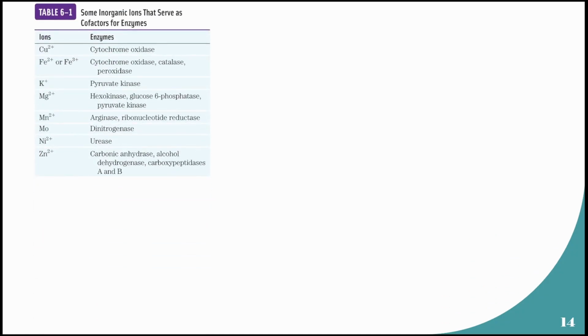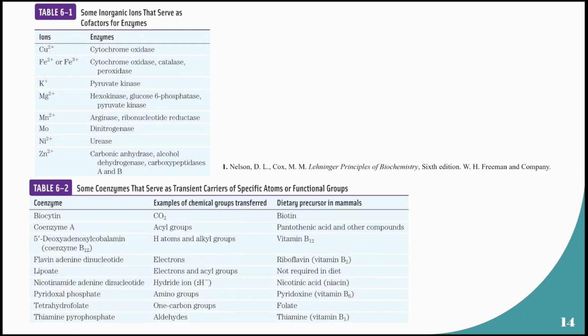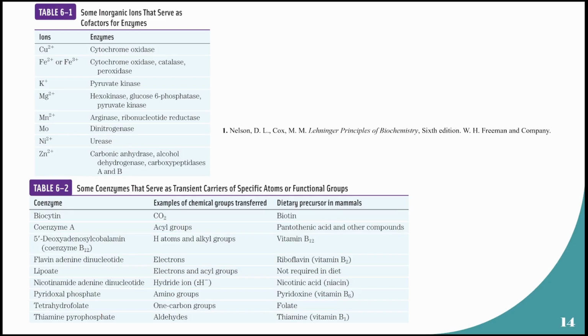Okay, so here, for example, are some of the main ones that you might have studied earlier. Cu2 plus, copper 2 plus, is required for cytochrome oxidase. Fe2 plus and Fe3 plus are again for cytochrome oxidase, catalase, peroxidase, etc. K plus is for pyruvate kinase. Mg2 plus, as I talked about, is for different kinases, for example, hexokinase, glucose 6 phosphatase, pyruvate kinase, and so on.